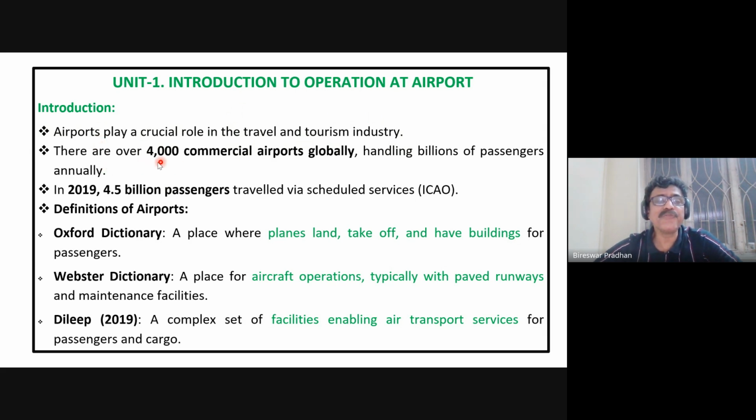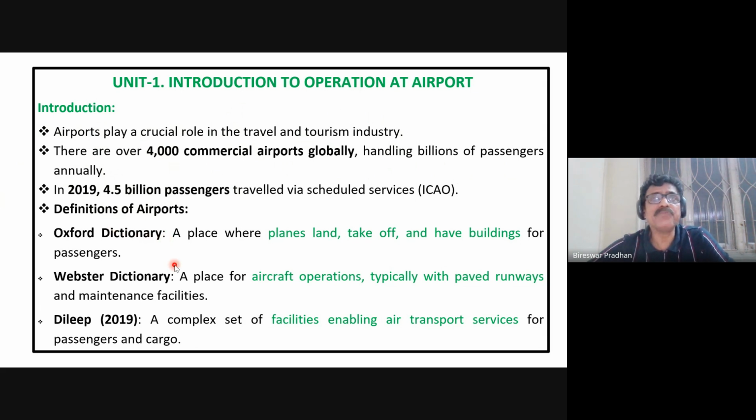There are over 400 commercial airports globally, handling billions of passengers annually. In 2019, 4.5 billion passengers travelled via scheduled services as per ICAO.